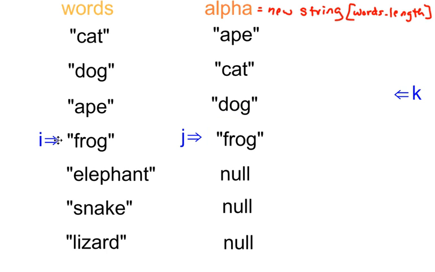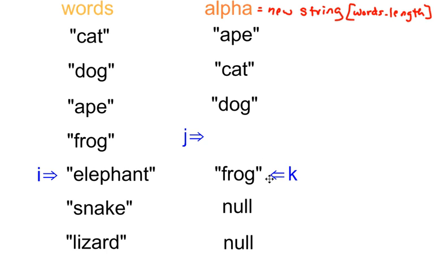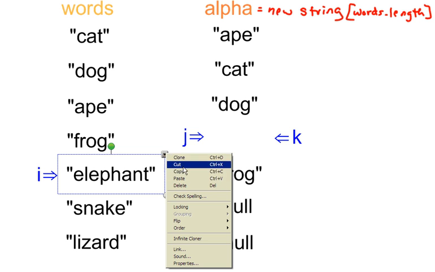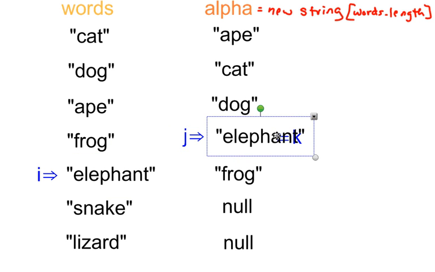All right, so we're ready for our next string, elephant. j starts up at the top again. So elephant compared to ape, it comes after. I go to the next one. Elephant compared to cat, it comes after. I go to the next one. Elephant compared to dog, it comes after. I go to the next one. Elephant compared to frog, oh, it comes before frog. So now I put k at the same level as i, and I'm going to start shifting down. So I get rid of this and I shift frog down. k goes up here. When j and k are equal, I found the place where elephant goes. And elephant goes right in there.